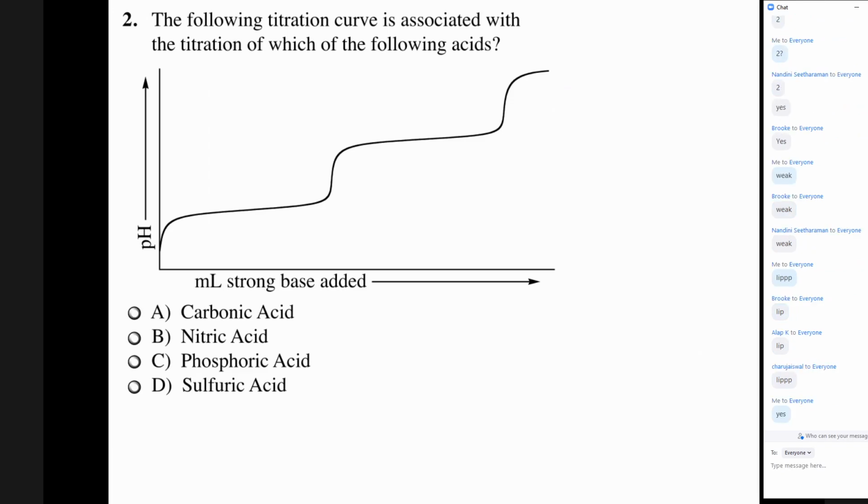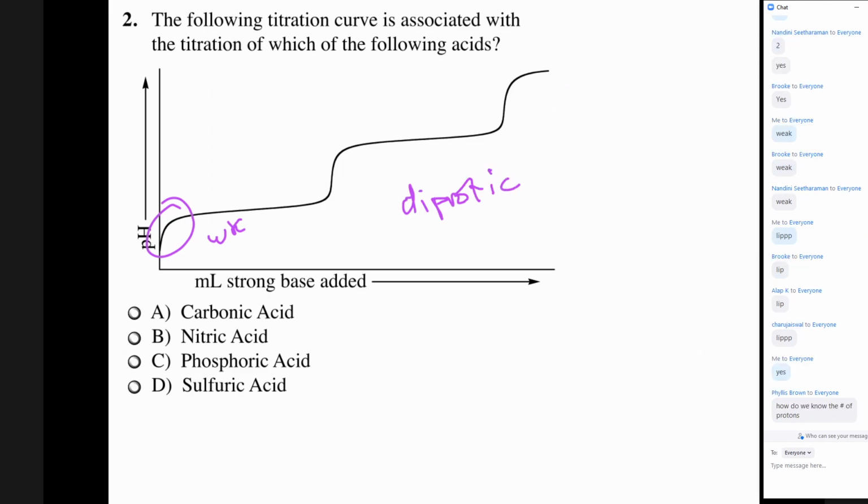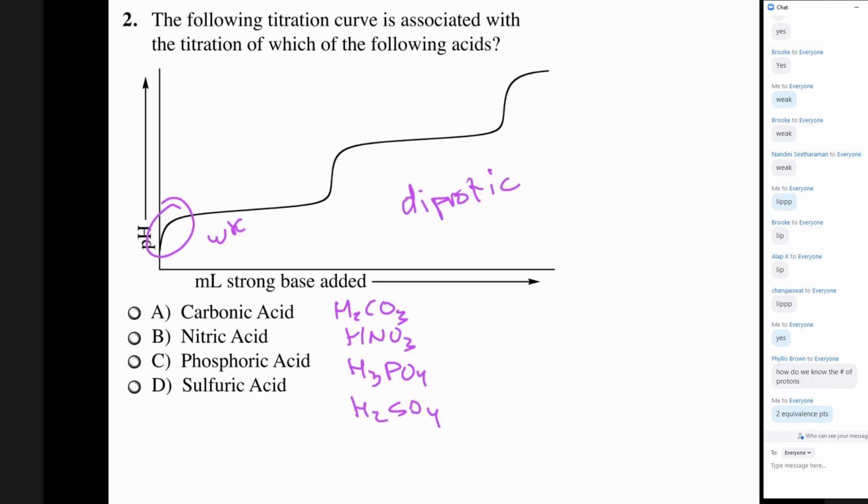Okay, so if I'm looking at this right, you're telling me it's weak and it's diprotic, you said. 2 protons. So the fact that it's weak diprotic, hopefully I can zero in. Carbonic acid, how many learned is H2CO3, nitric HNO3, phosphoric H3PO4, sulfuric H2SO4. Are any of those strong? So how do you know the number of protons? Good question. How did anybody get the number of protons? Because I just took your word for it. It was diprotic. I never double checked. 2 equivalence points. Are equivalence points vertical or horizontal?